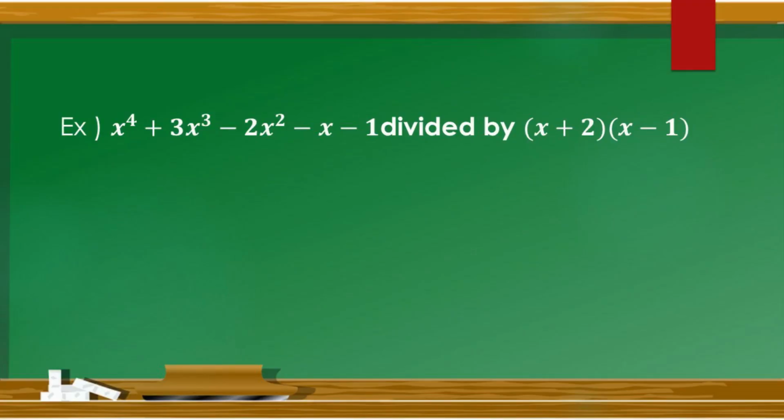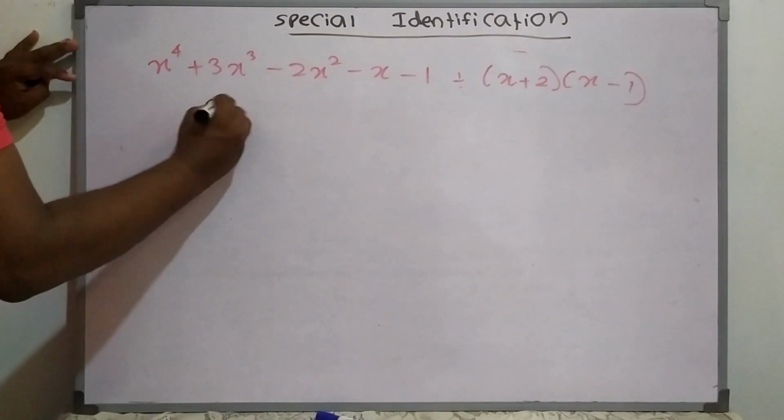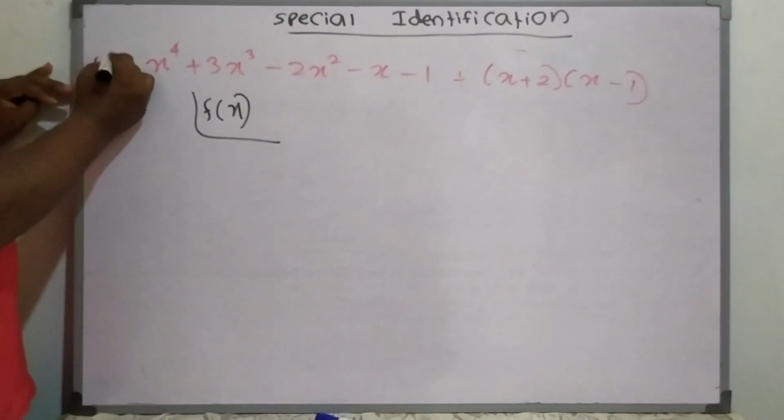Okay children, let's move to another example. x to the power 4 plus 3x cube minus 2x squared minus x minus 1 is divided by x plus 2 and x minus 1. So we have to find the remainder. So the first thing is we have to write the remainder theorem. This is my f(x) now.